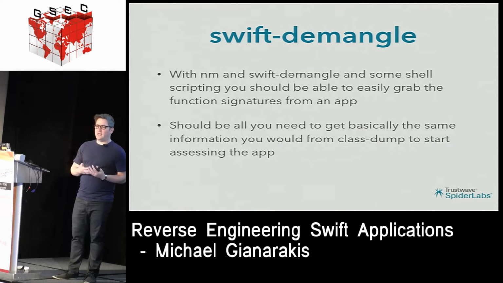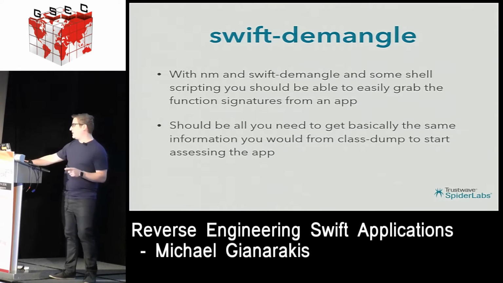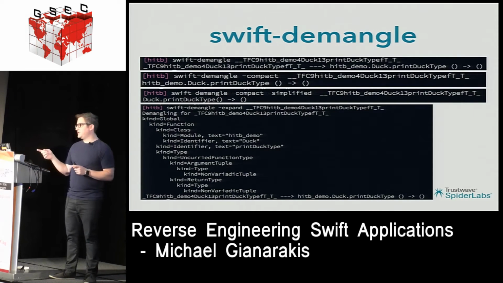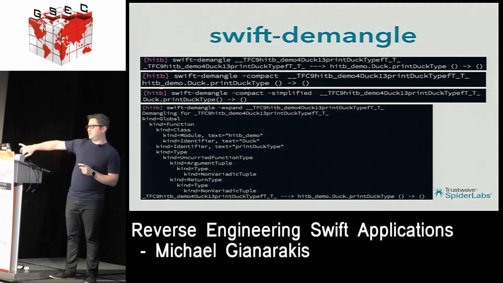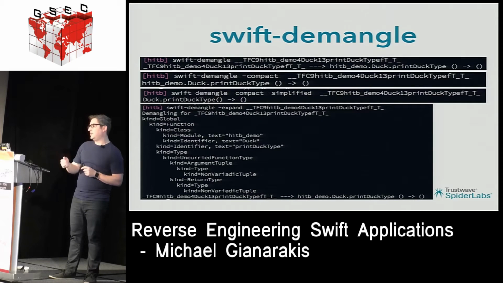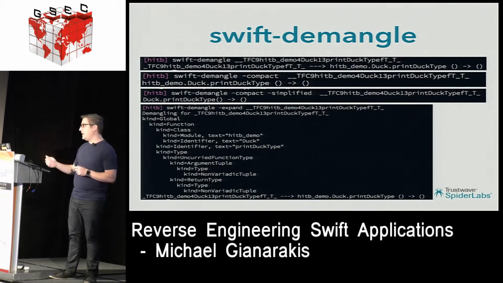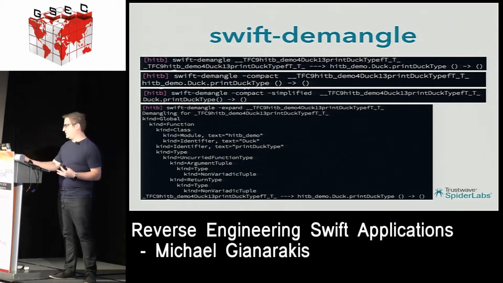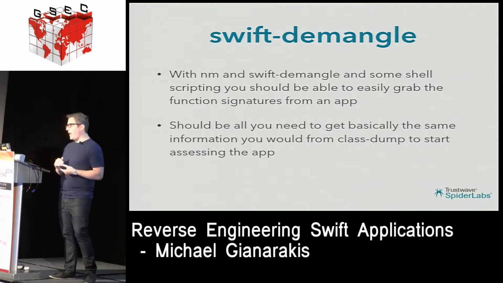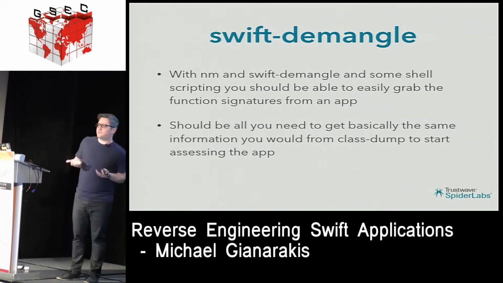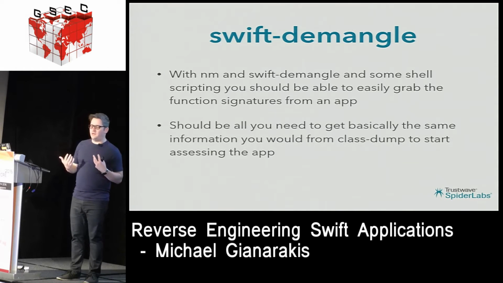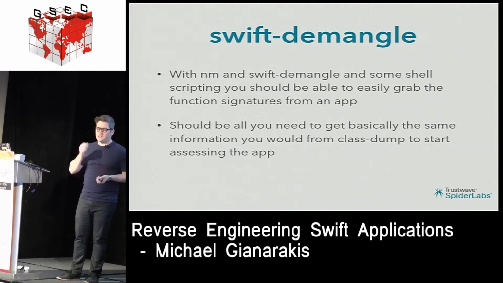So if we're just using NM and swift-demangle, the other thing as well, for those who want to try and run this, this is something that you need to pass into xcrun. So it's part of the Xcode utility. So it's xcrun swift-demangle. I've just set up an alias, so that's why I've only got swift-demangle. Cool. So you can, with some shell scripting, right, you could create something that would easily grab the function signatures in the app, and it should be all that you need to basically get similar information from class dump to start assessing the app.